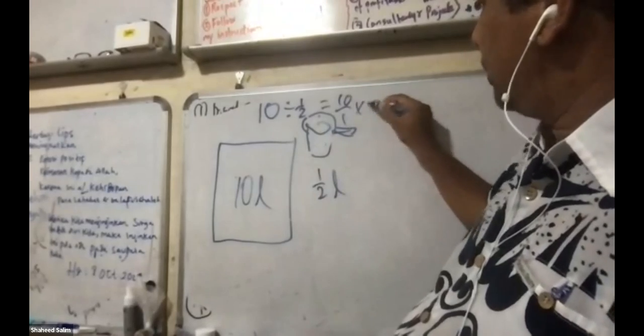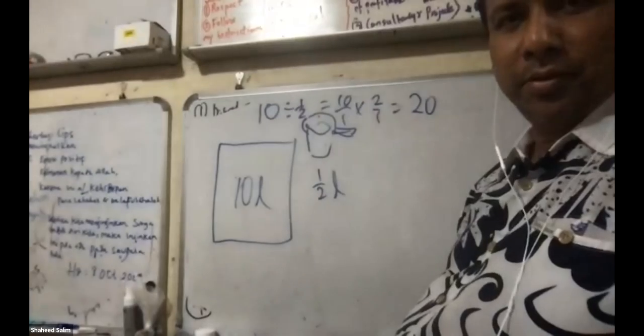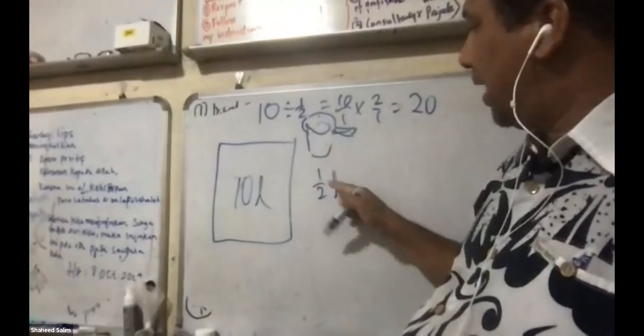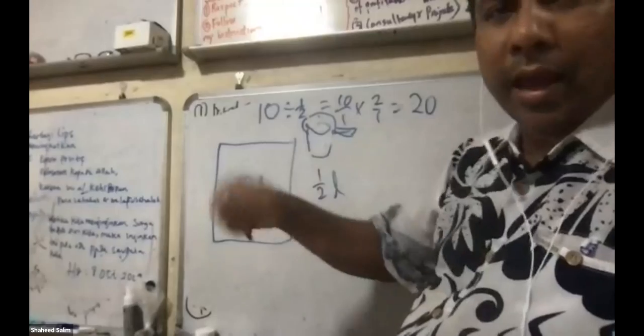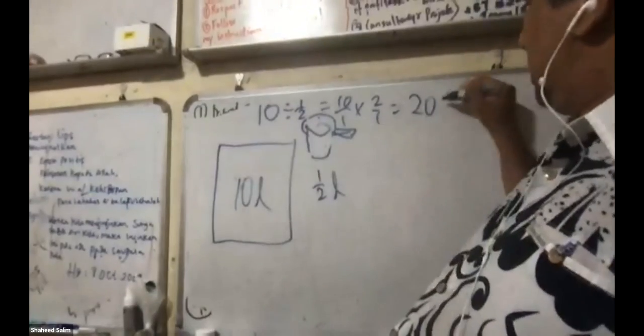10 divided by 1/2, that's 10 times 2, 20 times. You use a scoop, 2 times is 1 liter already. You see, half plus half, 1 liter. Another 2 liters, 3 liters, 4 liters, 20 times.